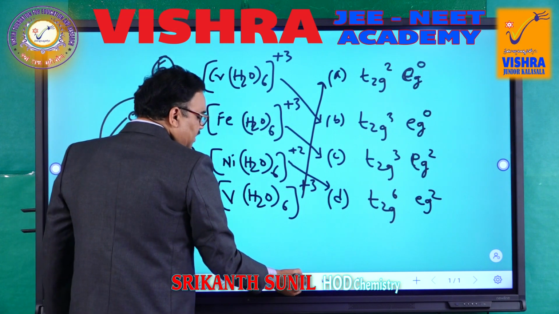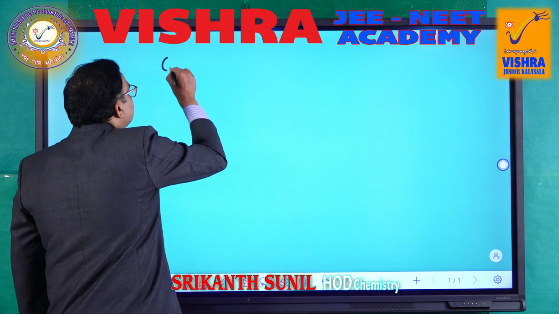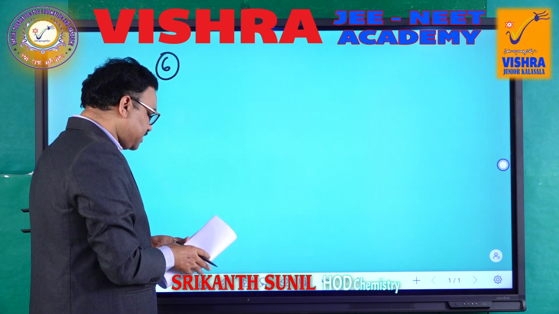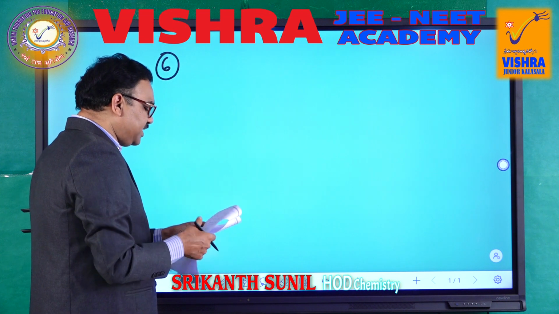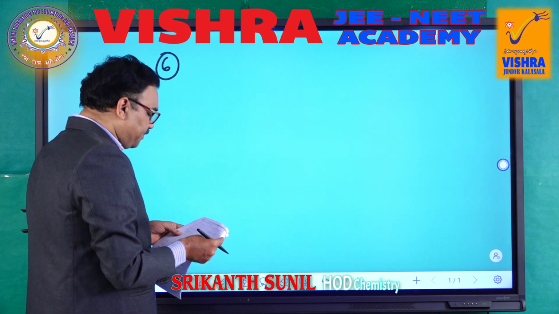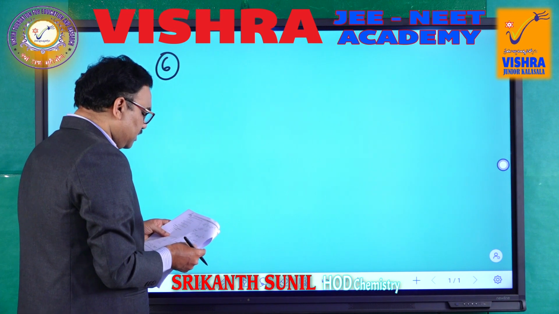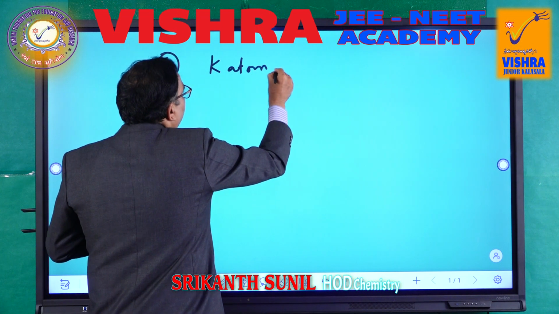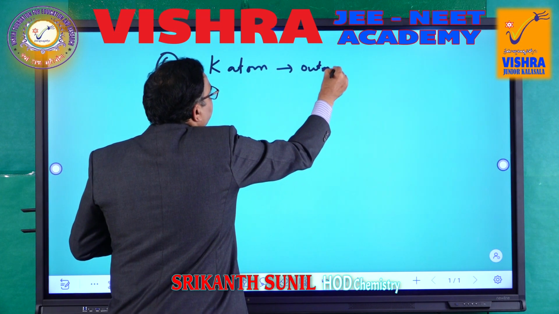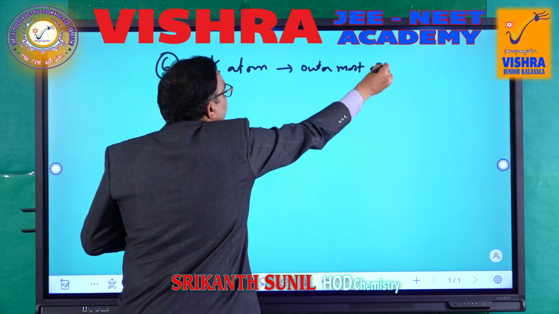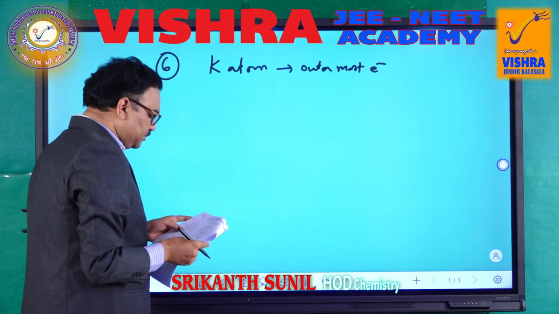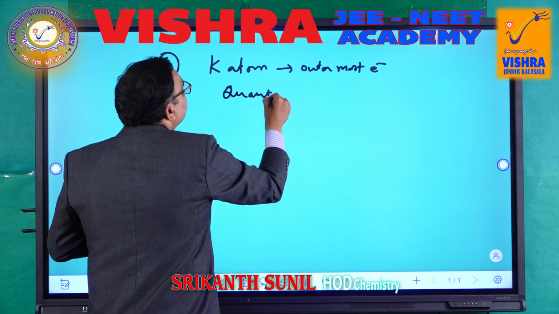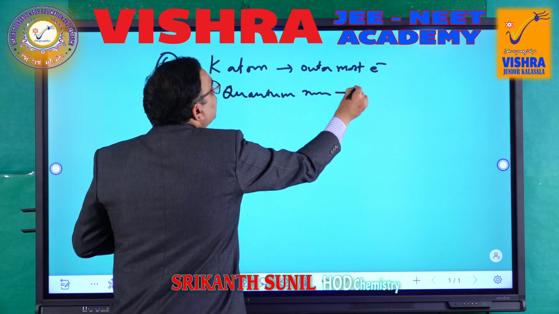Let us go to the 6th one. Question number 6. All of you concentrate here. Now you will get easier questions, dear students. K atom. What is K atom? Potassium. The outermost electron of K atom. What will be its quantum numbers?